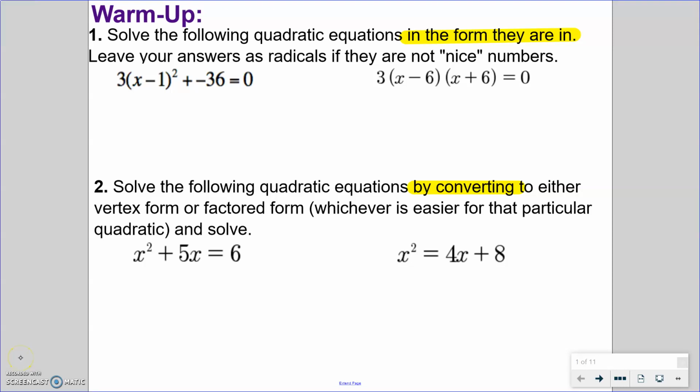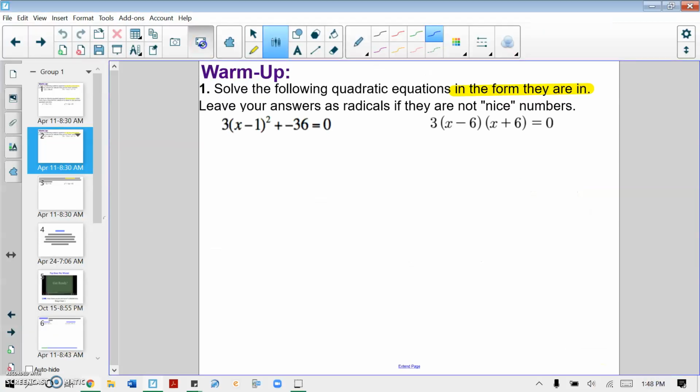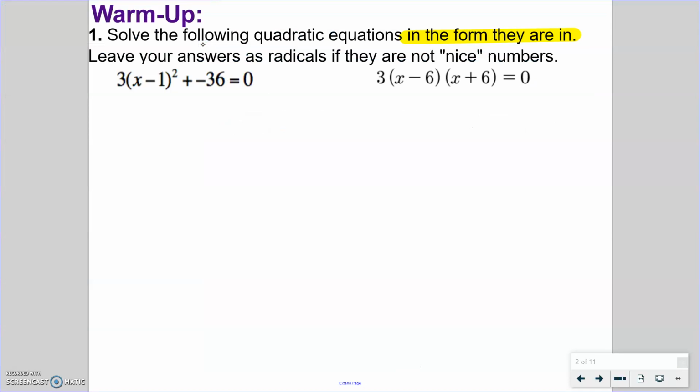Hey everybody, here's a warm-up for you, so why don't you go ahead and pause the video, give it a try, and then when you are ready, unpause it to see your answers. All right, so the first question, I just put them on separate slides so I have more room to write. Solve the following quadratic equations in the form they are in, meaning don't convert them, don't move them around, anything like that, literally just solve them.